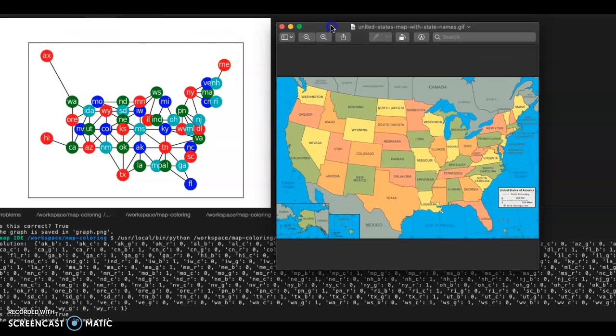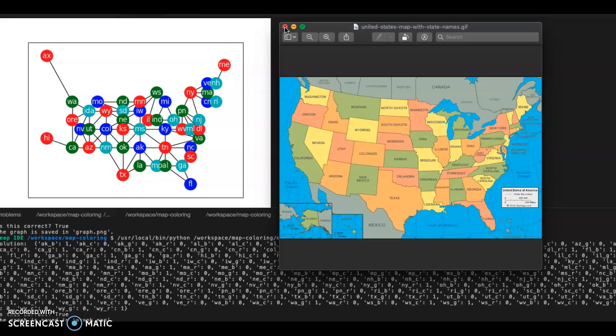So that was my final project, solving the map coloring problem through the D-Wave computer.